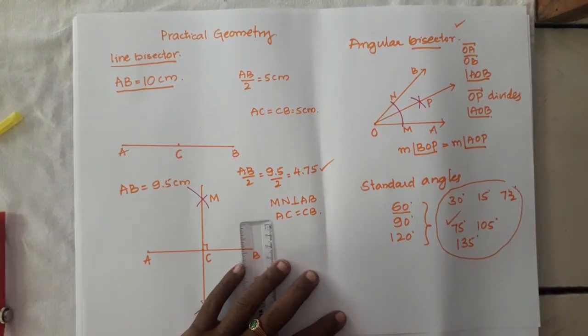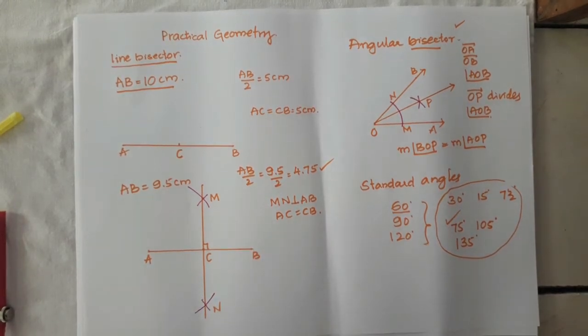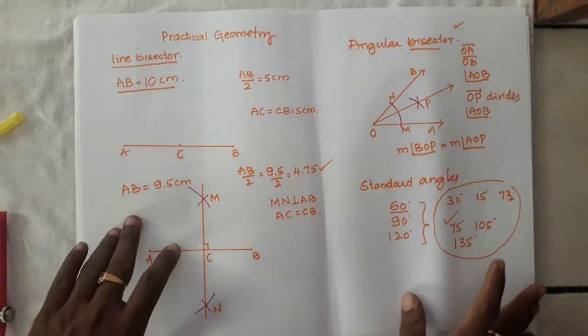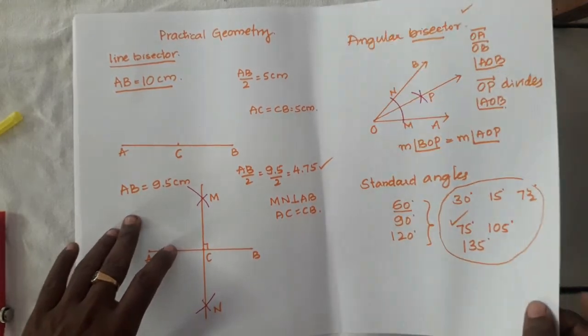Now I will be telling you how to construct 60 degrees, 120 degrees, and 90 degrees. To construct a 60 degree angle, what do we have to do?